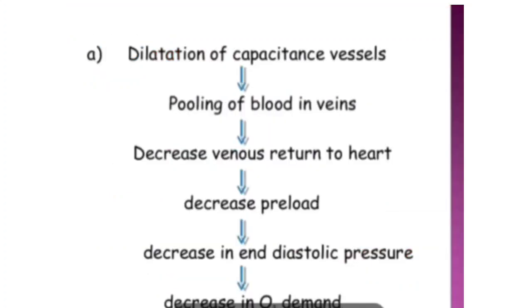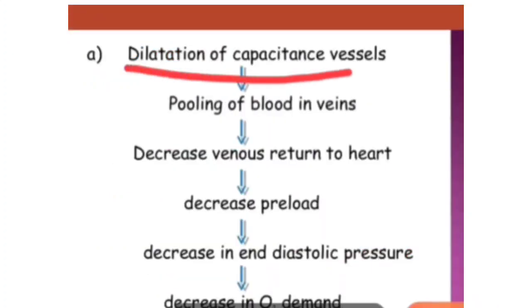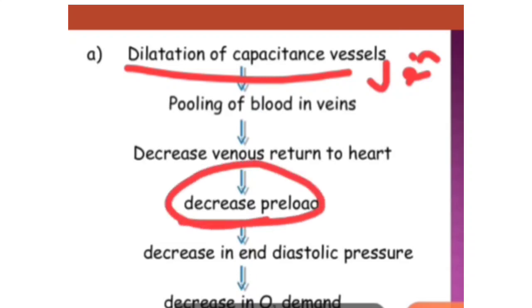Dilation of the capacitance vessels occurs mostly in the venous portion. It gives rise to pooling of blood in the veins, decreased venous return to the heart, and decreased preload. Preload is related to sympathetic activity. Then there is a decrease in end-diastolic pressure, which decreases oxygen demand and increases the oxygen supply to the cardiac muscles.